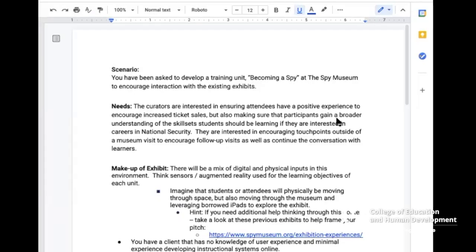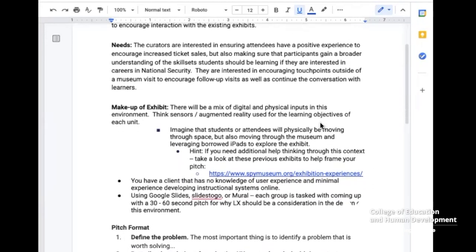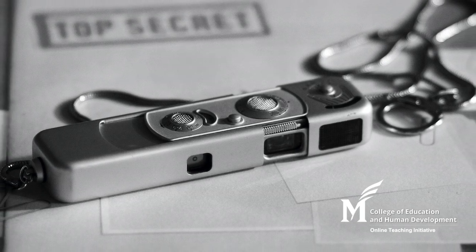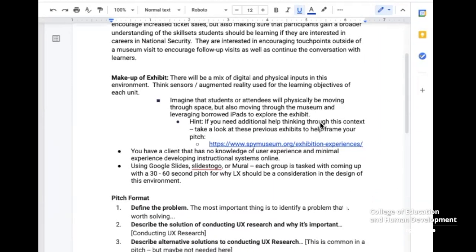The first example I can share involves authentic challenges and leveraging remote breakout rooms to introduce students to opportunities to collaborate. For this activity, I created a scenario with a variety of parameters. Students in this session were asked to develop a training unit about becoming a spy for the International Spy Museum. They were given the needs of the museum, some contextual clues, and offered resources on how to make a pitch to stakeholders. Participants were set up into teams of 4 and 5 using the breakout rooms feature on Zoom.